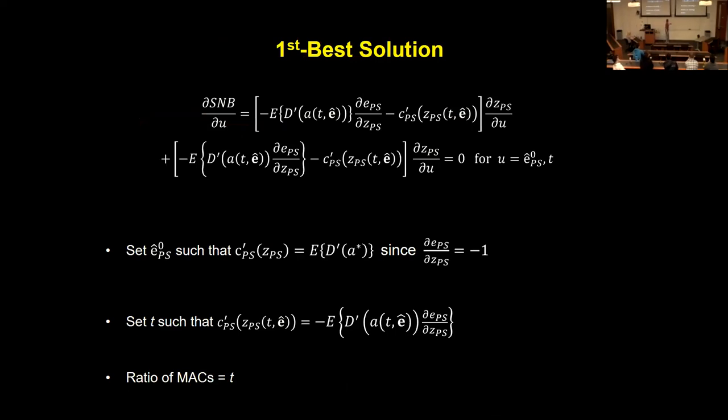So since we have two instruments and two brackets in here, I'm just going to choose each instrument in a way that sets the terms inside the brackets equal to zero, so we satisfy our first order condition. So we're going to set the permit level for the point sources such that the marginal abatement cost for point sources equals their marginal damages. And we're going to set T such that the marginal non-point abatement cost equals the marginal impact of non-point abatement on damages. And if I just take the ratio of these things, what I get is the ratio of marginal abatement cost. I'm going to get my trading ratio.